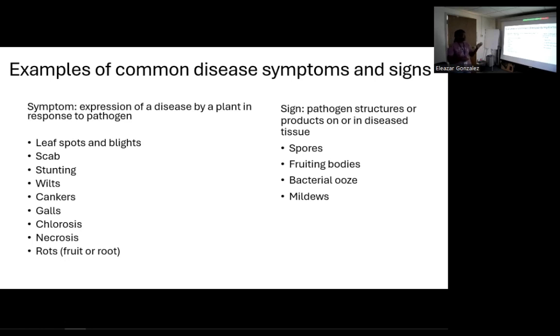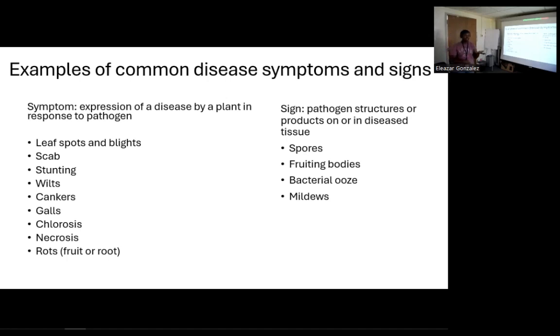The symptom will refer to expressions of disease by a plant in response to the pathogen. So this is more like changes in the plant that you're seeing compared to a normal plant. Things such as a leaf spot or a blight or the scab on the fruit or stunting of your tree or a wilt or cankers or chlorosis, which is yellowing, necrosis, which is dying out, or rots.